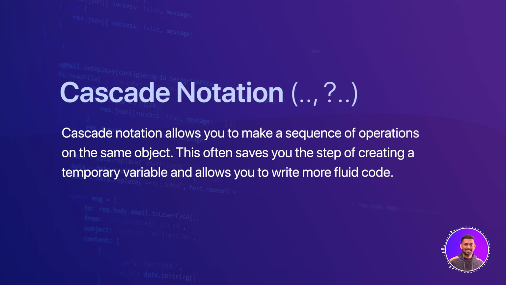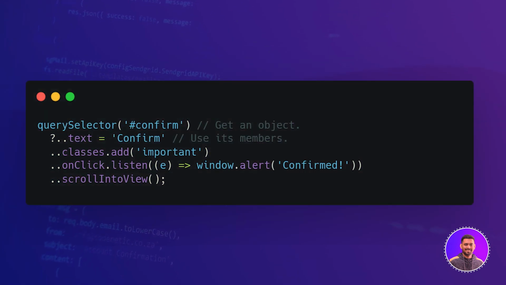Cascade notation allows you to make sequences of operations on the same object. This often saves you the step of creating a temporary variable and allows you to write more fluid code. Here is an example of how you can use cascade notation.